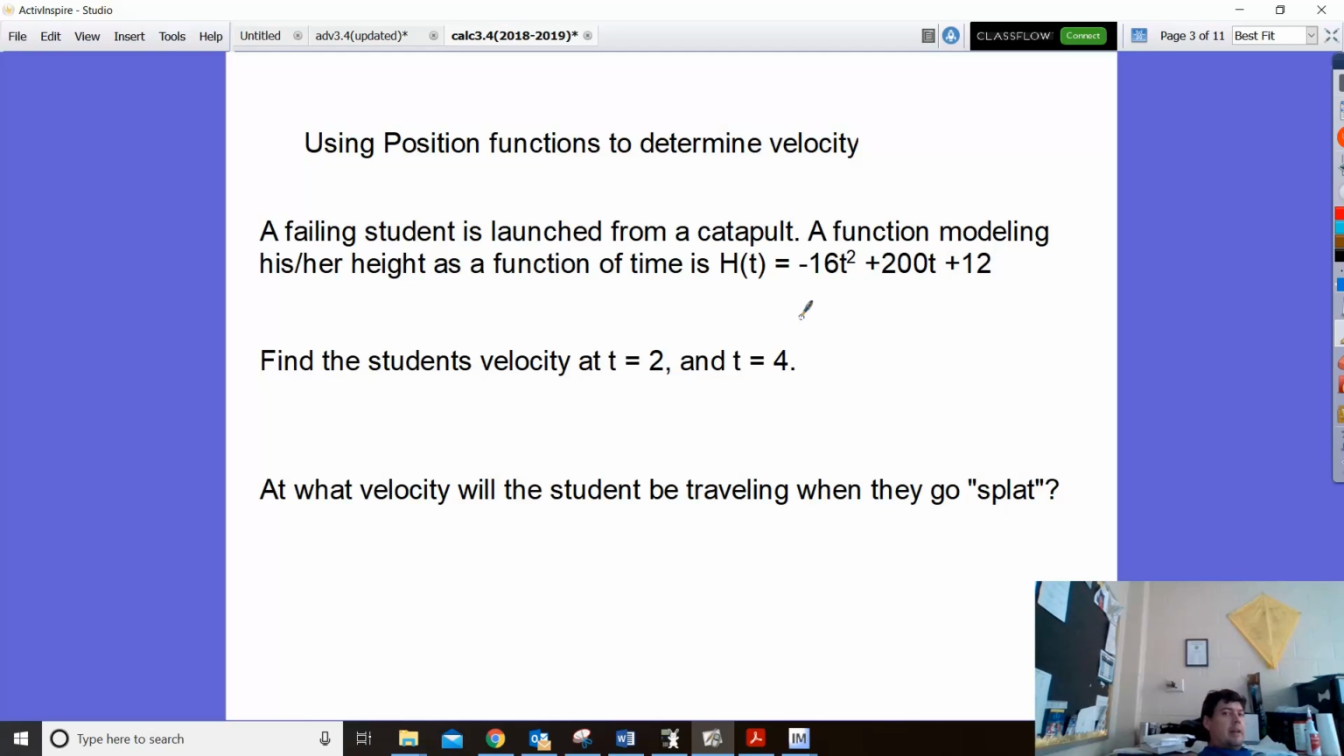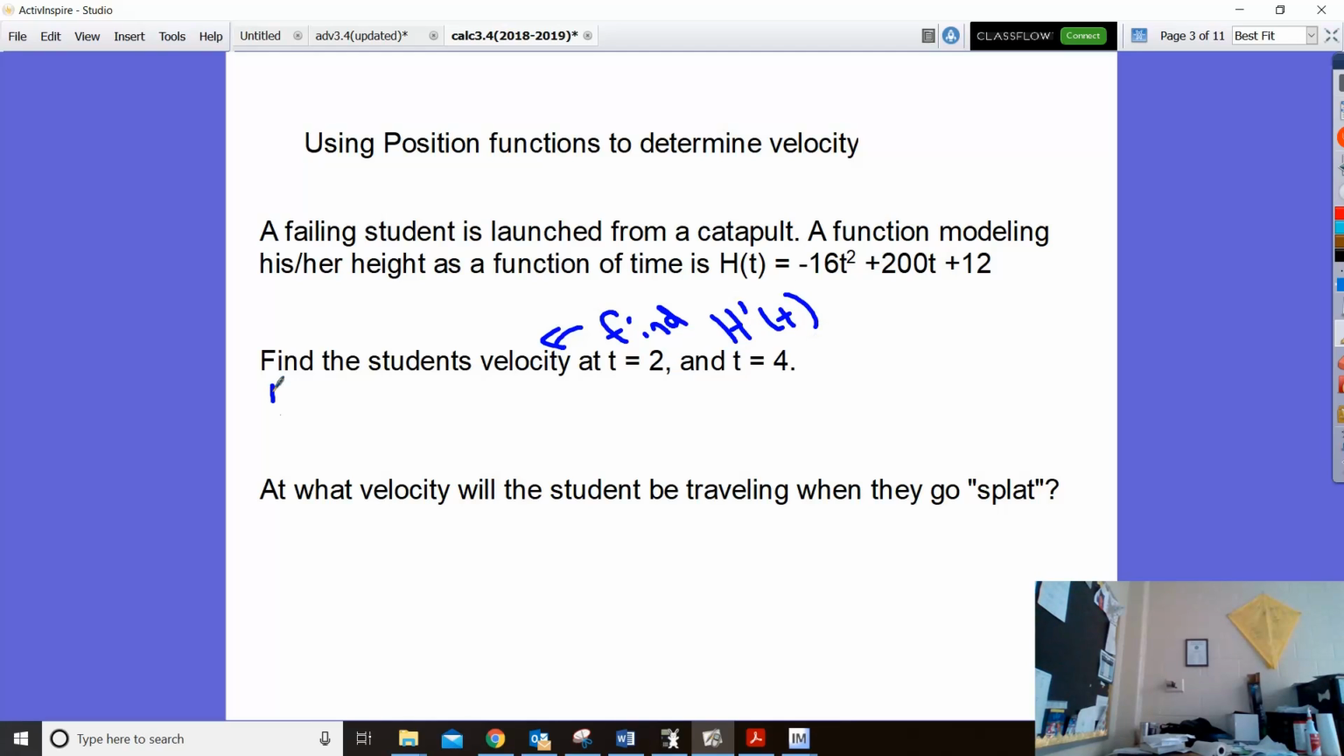Now our task here is to find the student's velocity at t equals 2 and t equals 4. It doesn't say find height, does it? That's what the function models. This says find velocity. So that's kind of the reason I gave you those notes on the first page. Velocity is what derivative? First. Velocity is the first derivative. See the word velocity, you find the first derivative. In this case, h prime.